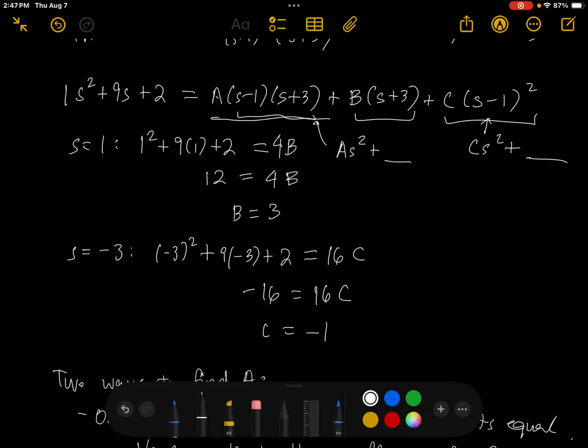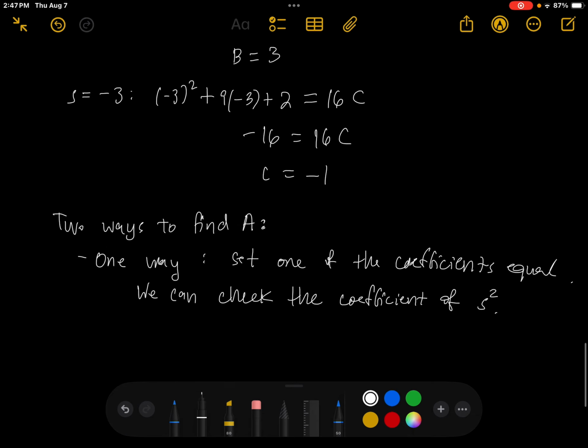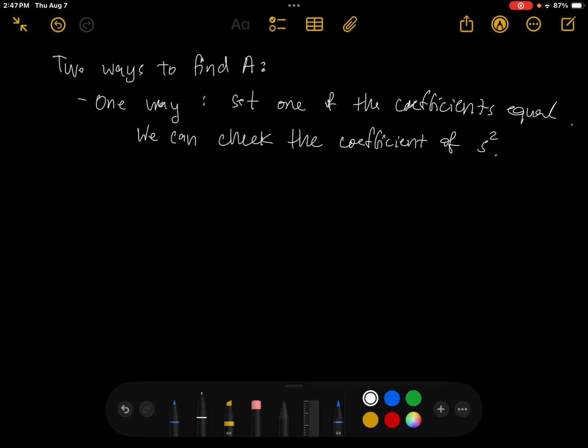So what's going to be the coefficient of s squared? It's going to be a plus c, because you can add the as squared and cs squared. So you're going to get a plus c in parentheses times s squared, and that's going to be 1s squared. Okay? So you're going to get 1 equals a plus c.